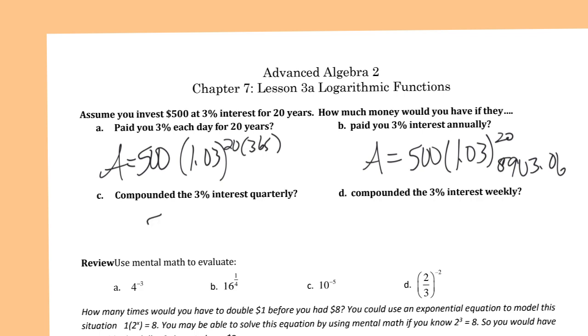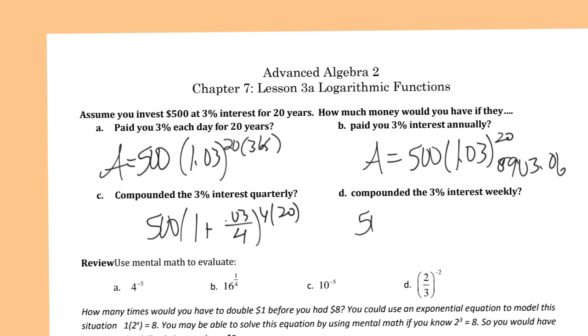3% quarterly, remember you do 500 times (1 plus 0.03 over 4) to the 4 times 20. And that would be, I don't have my glasses on yet. So 907, I believe is what it says, 0.02. So it's a little bit more. If you do the math and you see that third number is a little different, it's because my contact's not quite in yet. The next one is compounded weekly.